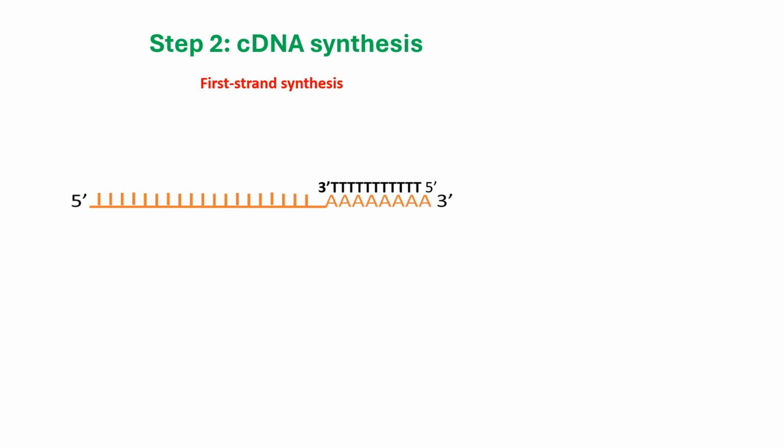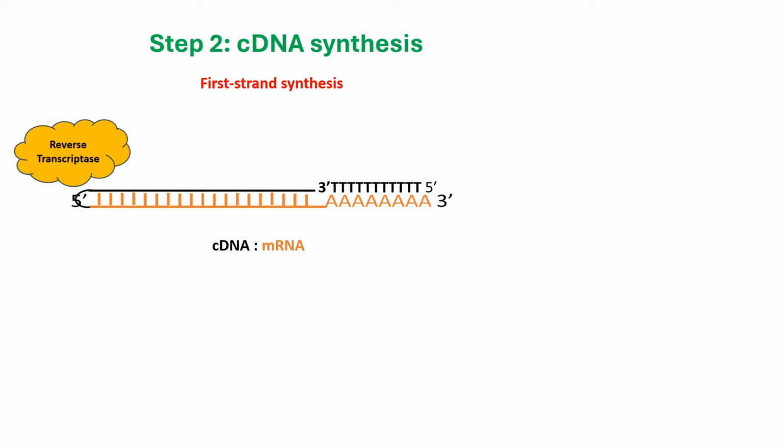So the first strand synthesis involves the use of the isolated mRNA as a template, and in the presence of an enzyme called reverse transcriptase, the mRNA will be used as a template for the synthesis of the first cDNA strand. And at the end of the first strand synthesis, we would obtain a hybrid of mRNA and a cDNA. So this is a cDNA-mRNA hybrid. That is the product from the first strand synthesis.